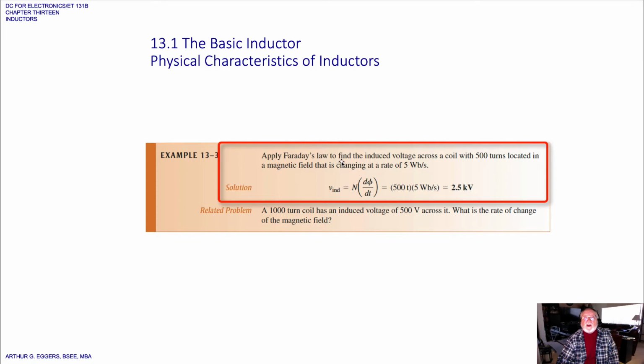Apply Faraday's law to find the induced voltage across a coil of 500 turns located in a magnetic field that is changing at a rate of 5 Webers per second, d phi by dt. So there's our relationship. 500 turns times 5 Webers per second gives us 2.5 kilovolts of induced voltage.